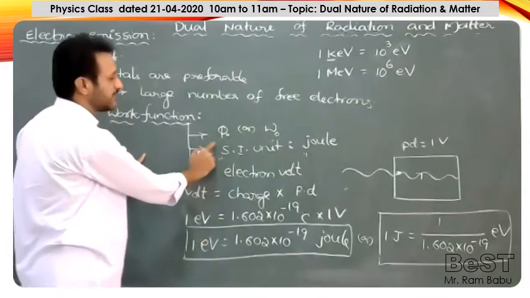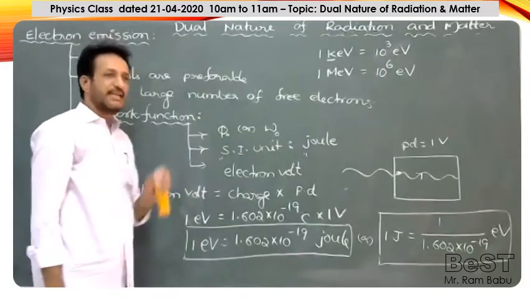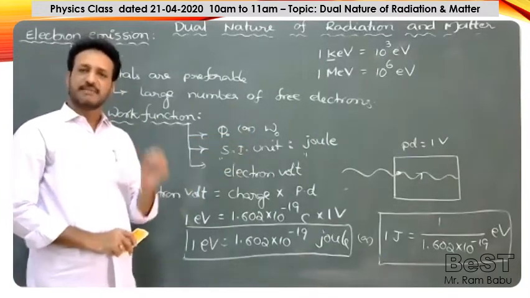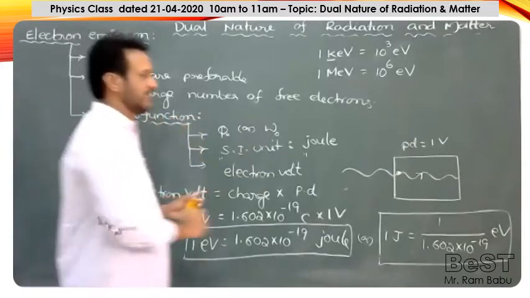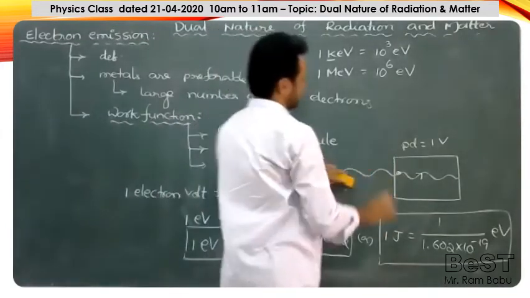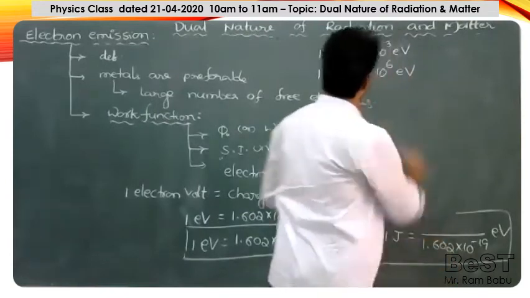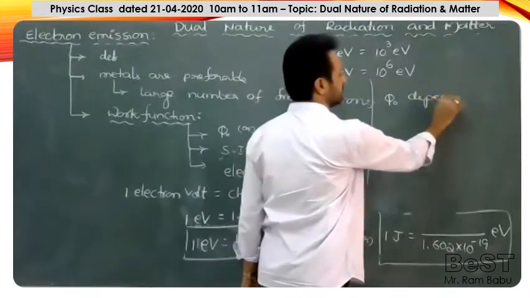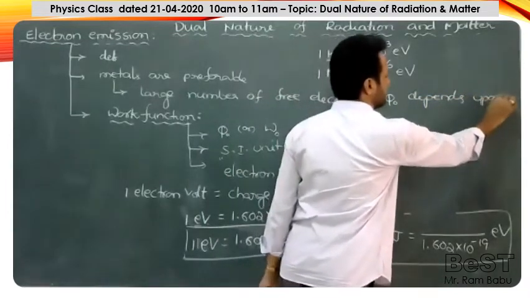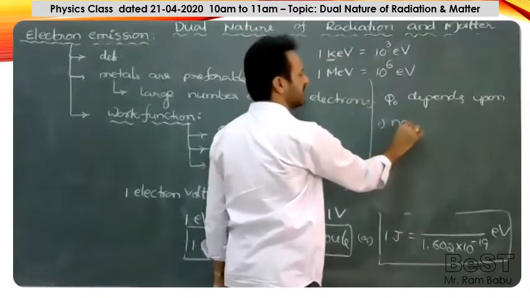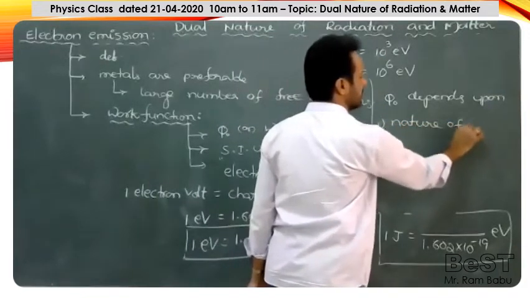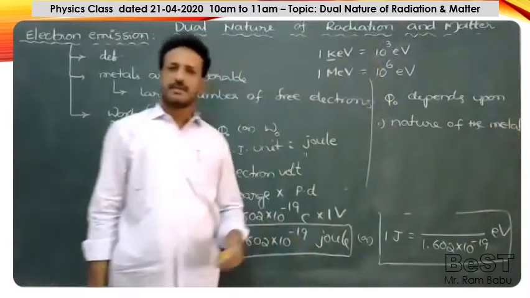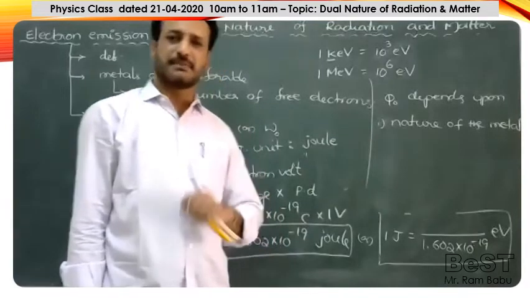But what factors does the work function depend on? It depends on the nature of the metal. All the metals may not require the same amount of energy. Different metals may require different amounts of energy. So you write: work function depends upon nature of the metal. The work function phi naught depends upon, one, the nature of the metal. Like it is silver or copper or gold or cesium or platinum, it depends upon the nature of the metal.